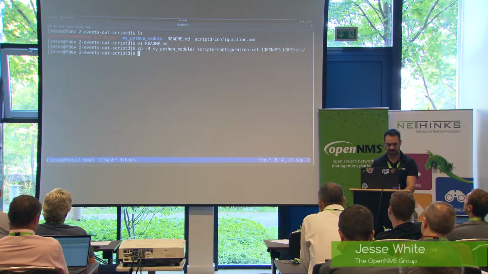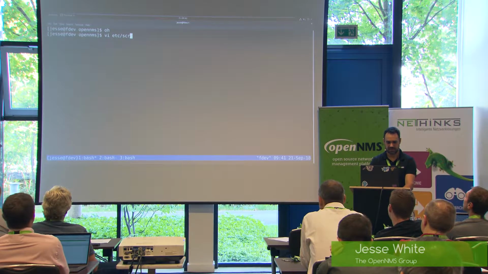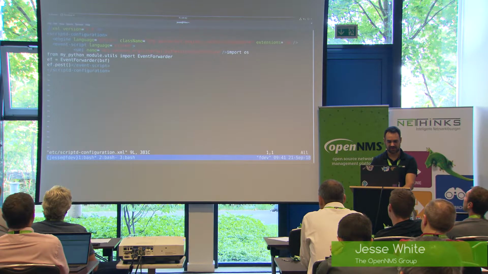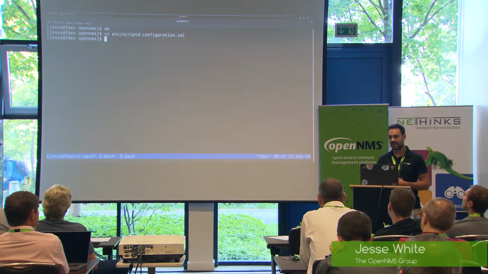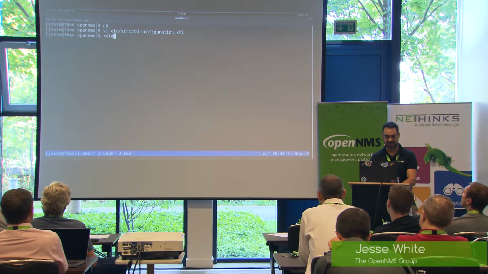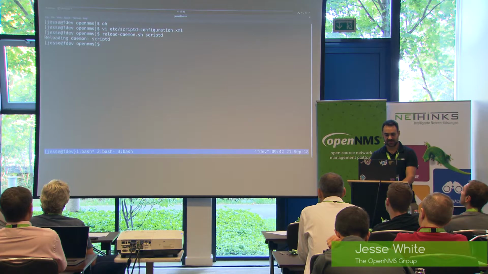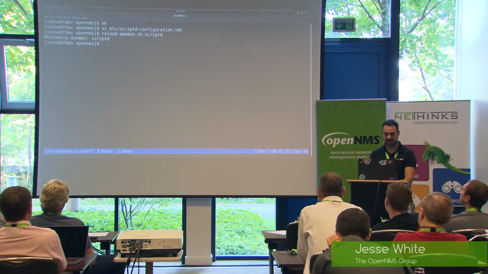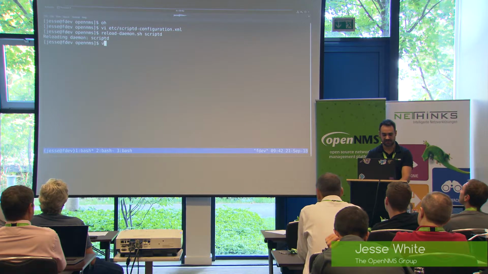Okay, all right. If I go here, I look at the script configuration. That's what I have there. And I can now go ahead and trigger reload on script D, and that will make the configuration I just put in place in effect. So I got this little wrapper script here, script D. There we go. So script D should now be running with the new configuration.